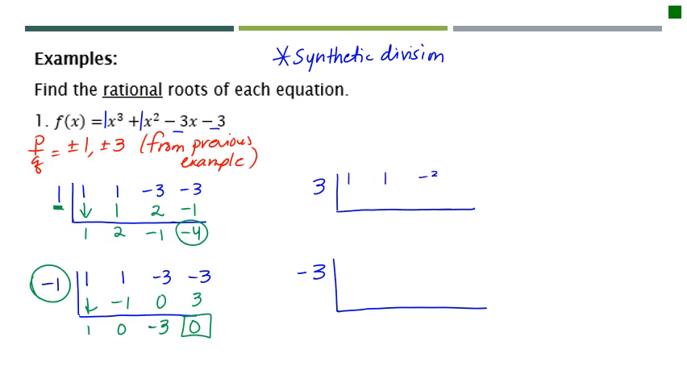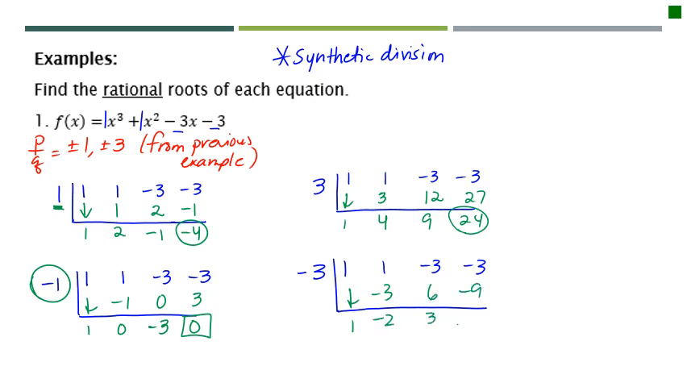So I have 1, 1, -3, -3. Bring down the 1. This would be 3, 4, 12, 9, 27, and 24. So this one is not 0. That means 3 is not a rational root. And then last one, I'm going to bring down the 1, -3, -2, 6, 3, -9, -12. So again, not 0. That means that the only rational root from this problem is -1.